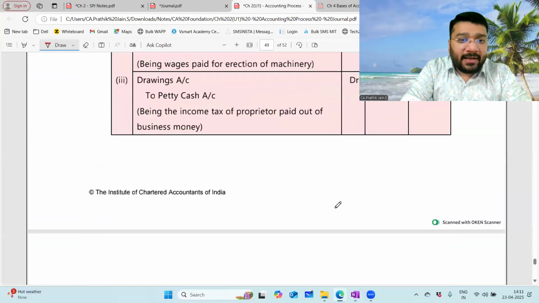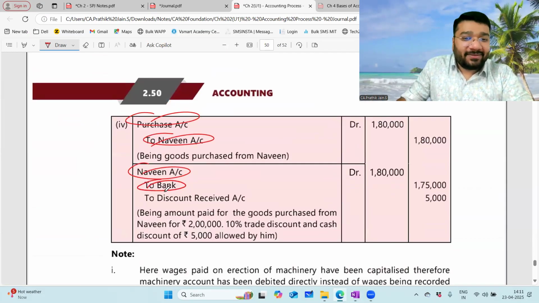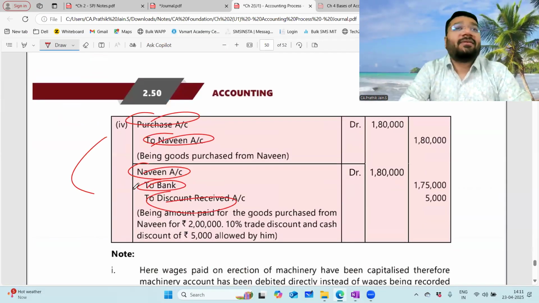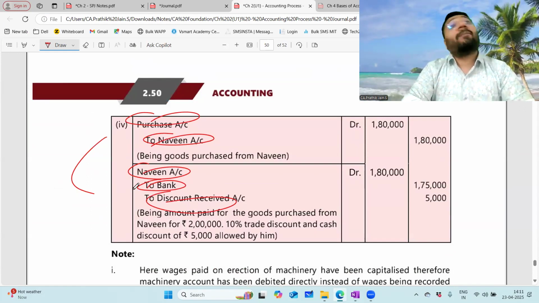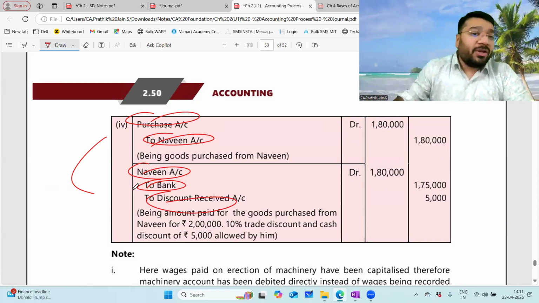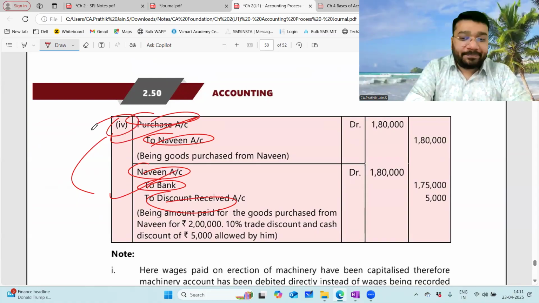Nowhere it is told it is credit purchase. Oh my God. So whenever the question is silent, because they didn't use the word immediate payment, for quick payment, quick payment means anytime you can pay. So this is a separate transaction. This is a separate transaction. So you will go with this one in exam.